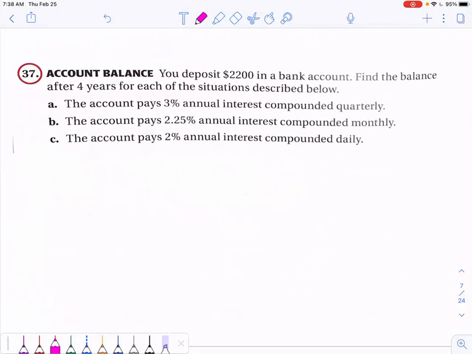You deposit $2,200 in an account. Find the balance after 4 years for each of the situations below. And this is the formula that I gave you for interest. We didn't really get to talk about it because we were out of time. So you deposit $2,200 into an account. Lacey, do you know what that $2,200 goes in for? It does go in for P.